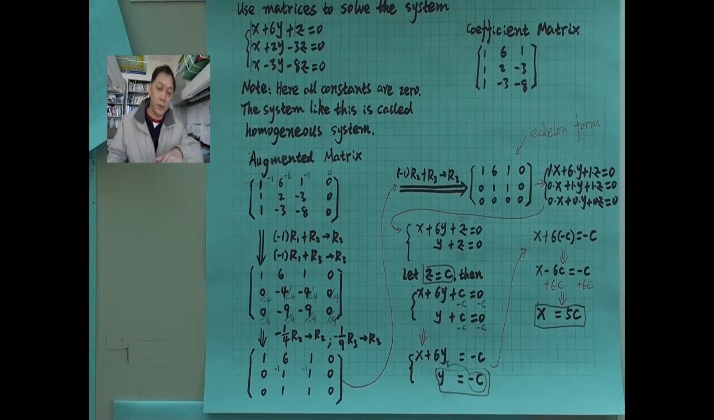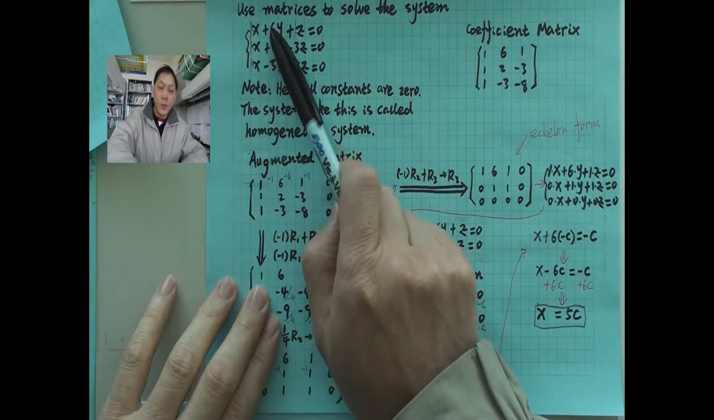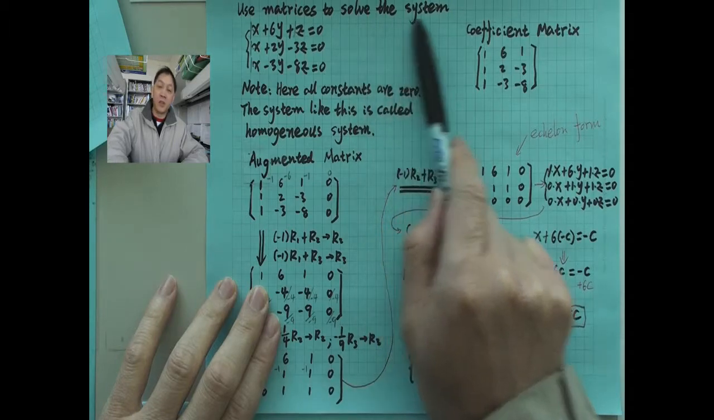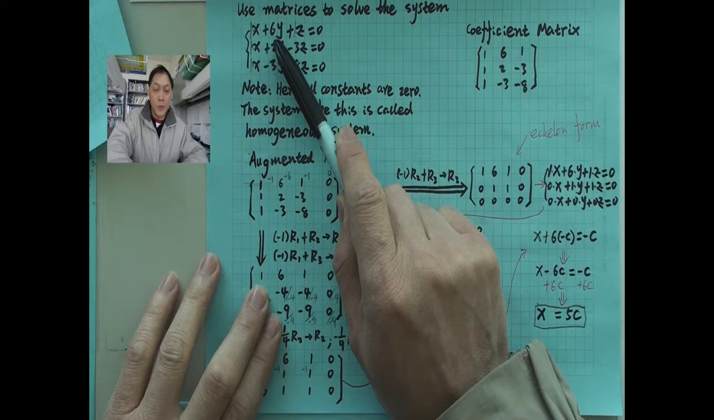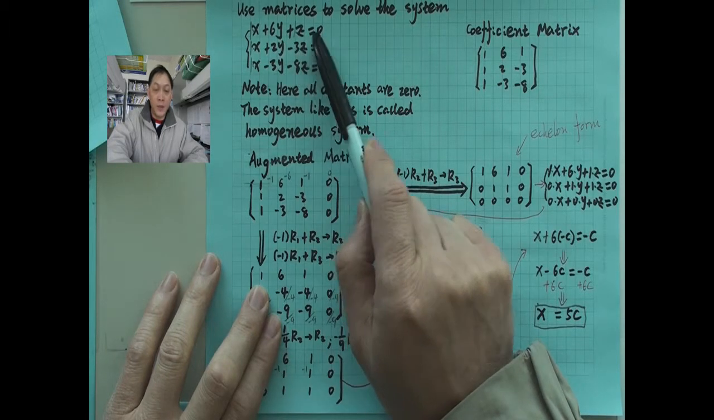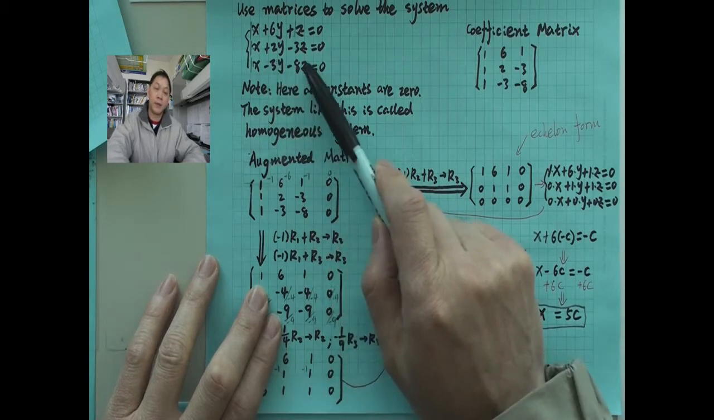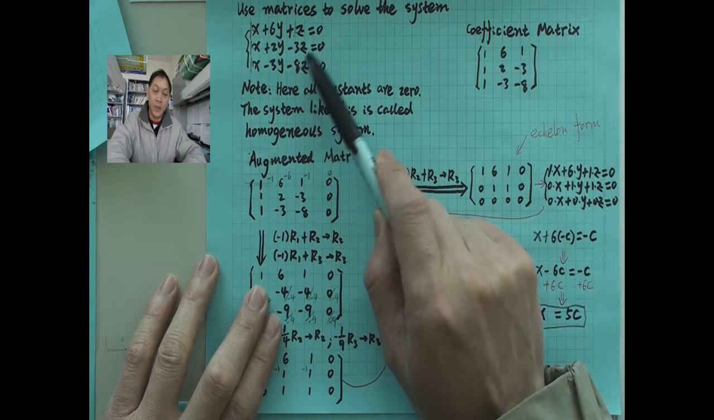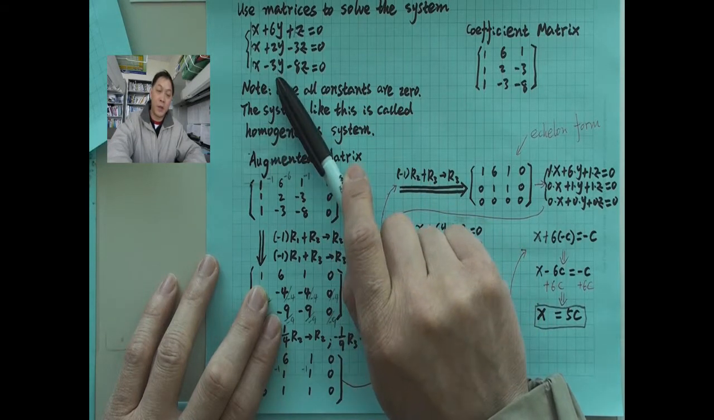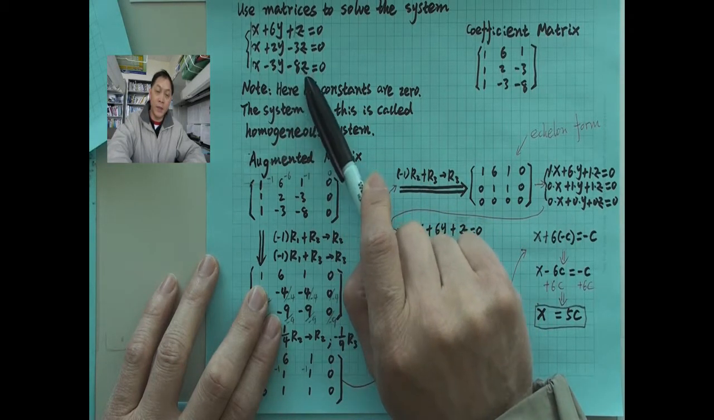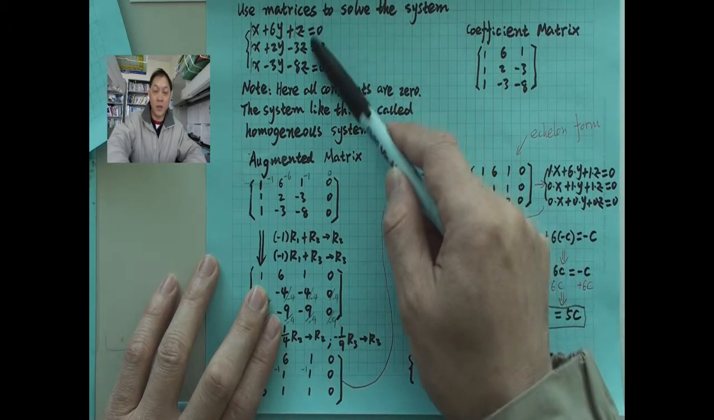In this lecture, we will talk about using matrices to solve the system. You see here we have x plus 6y plus z equals 0, x plus 2y minus 3z equals 0, and x minus 3y minus 8z equals 0. So you can see here all constants are 0.